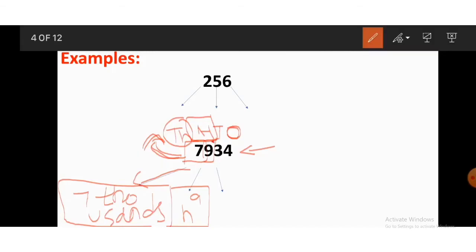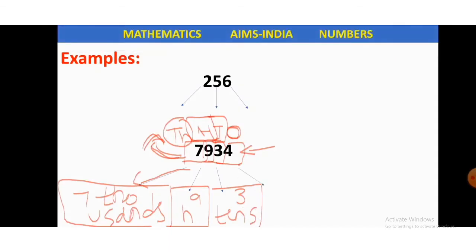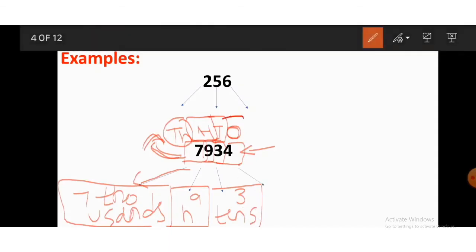Coming to the third digit, which is 3. 3 is in which place, children? 3 is in tens place. So the place value will be 3 tens. And the last digit here is 4, which is in what place? Ones place. The place value of 4 will be 4 ones.